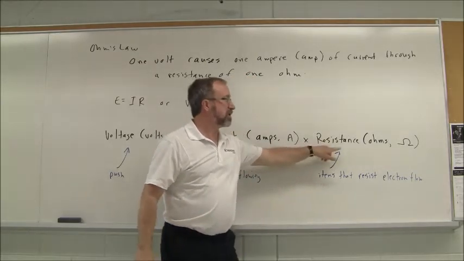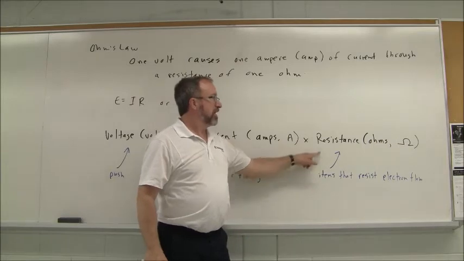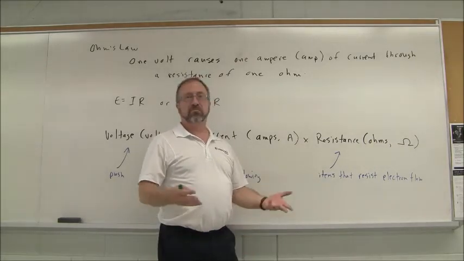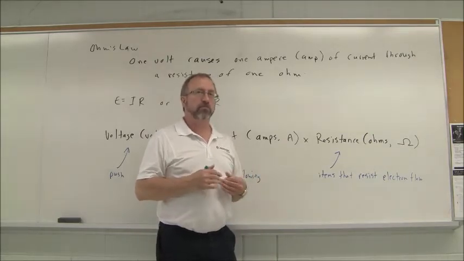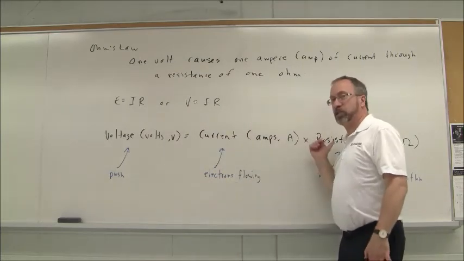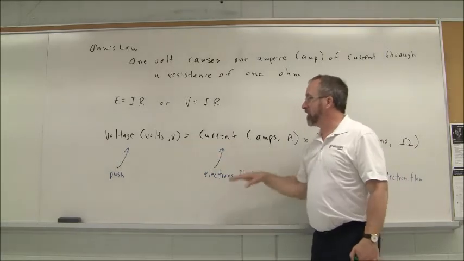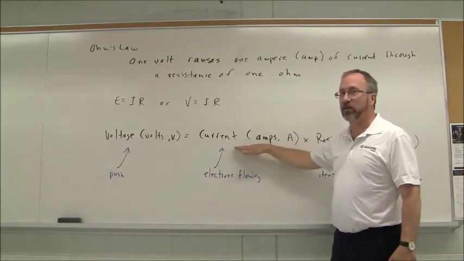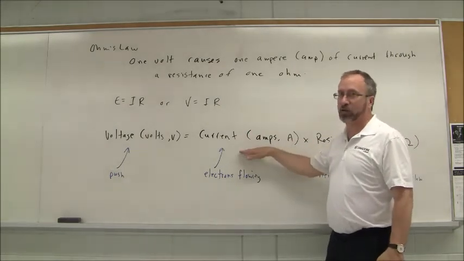R is resistance, measured in ohms, using the Greek letter omega. And that's any items that resist electron flow. Things like light bulbs, things that absorb the energy. The more push you have, if resistance is the same, you'll get more current. If voltage stays the same and you increase resistance, you'll have less current. If the voltage stays the same and you decrease resistance, you'll have more current.